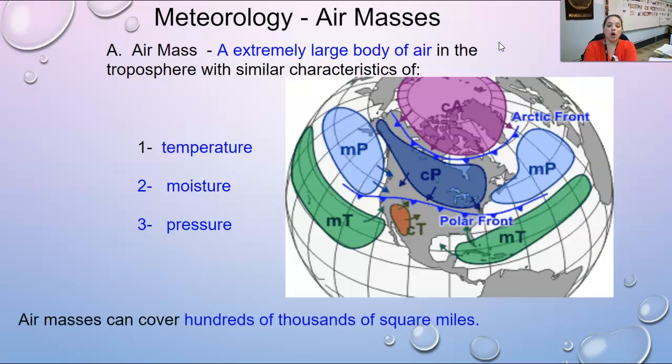Air masses can cover hundreds of thousands of square miles. And you can see from this picture, look at that. That's a lot of area that cA covers, or the mP covers, or the cP covers. Covers a lot of square miles. That one doesn't look like a lot, but look at this. This huge amount.